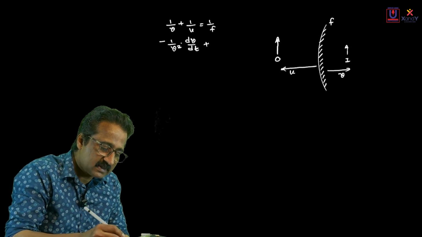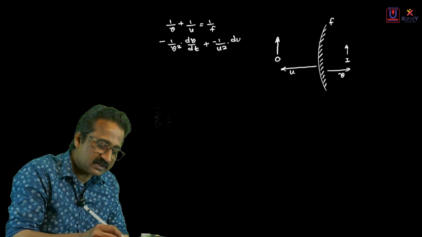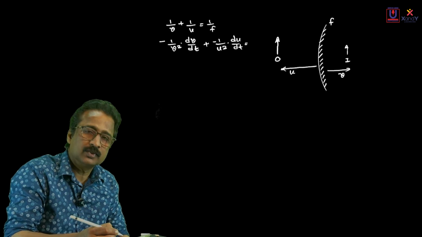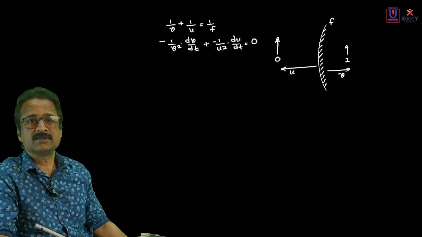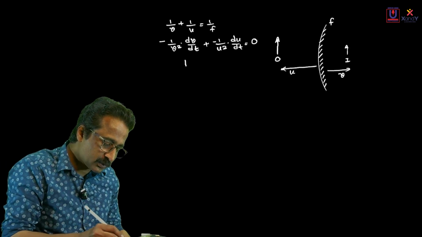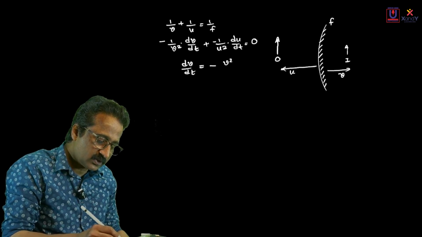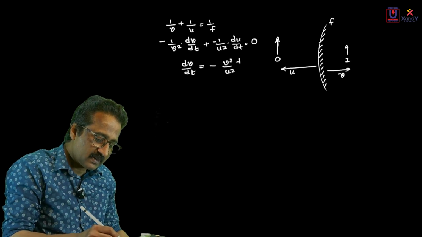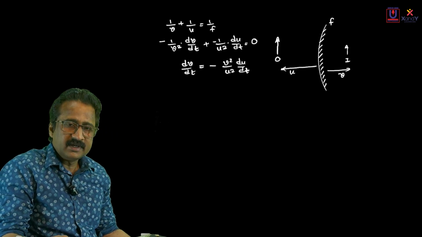Now, plus 1 by U squared minus of again, that into du by dt. Yes, that is equal to, F is a constant here. So, when you differentiate, dF by dt, you'll get 0. This tells you the equation for velocity, at least. dV by dt is equal to minus of V squared divided by U squared, that into du divided by dt. Now, what is this dV by dt and du by dt?